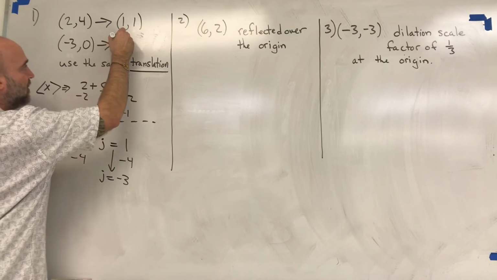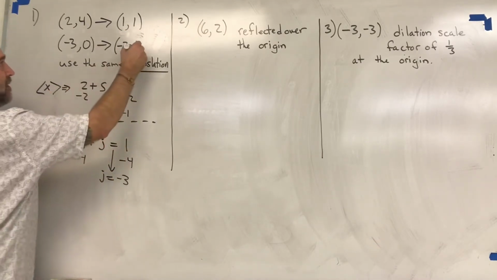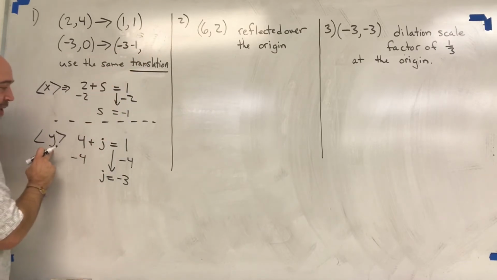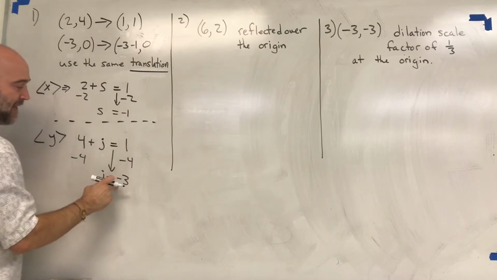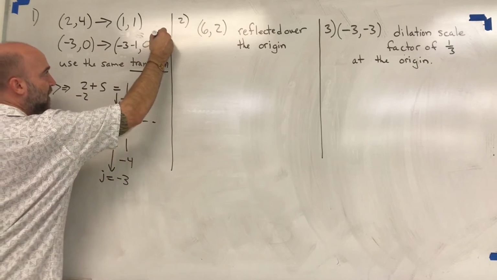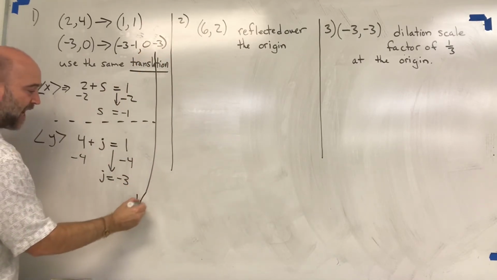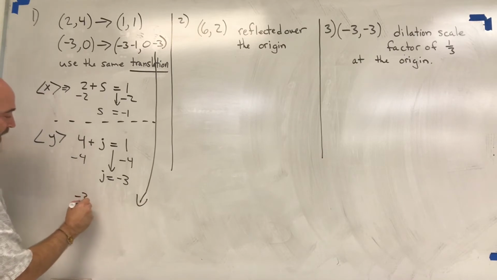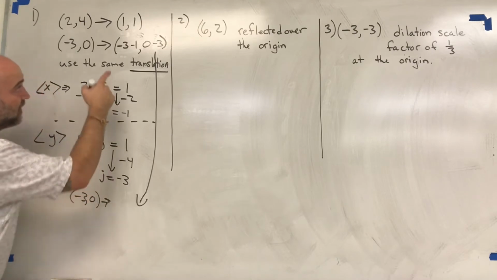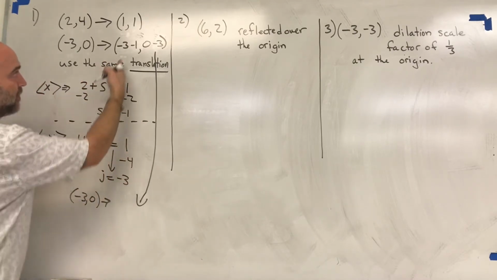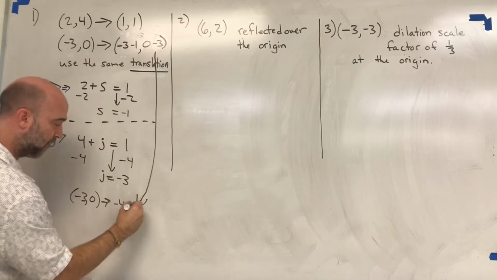So this now turns into -3 minus 1 on the X part, comma, and on the Y part, it is the 0, and that's a -3 that gets applied to it. This all turns into the final answer. So (-3, 0), when it has that translation applied to it, turns into (-4, -3).